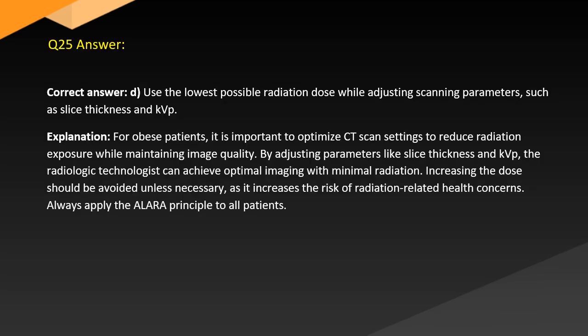Answer. Correct answer: D. Use the lowest possible radiation dose while adjusting scanning parameters such as slice thickness and KVP. Explanation. For obese patients, it is important to optimize CT scan settings to reduce radiation exposure while maintaining image quality. By adjusting parameters like slice thickness and KVP, the radiologic technologist can achieve optimal imaging with minimal radiation. Increasing the dose should be avoided unless necessary, as it increases the risk of radiation-related health concerns. Always apply the ALARA principle to all patients.